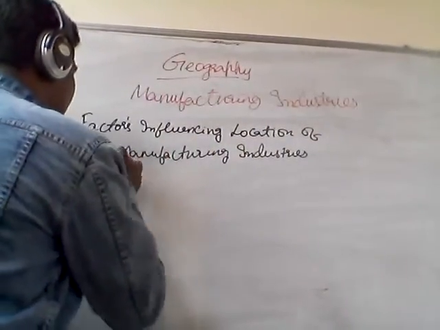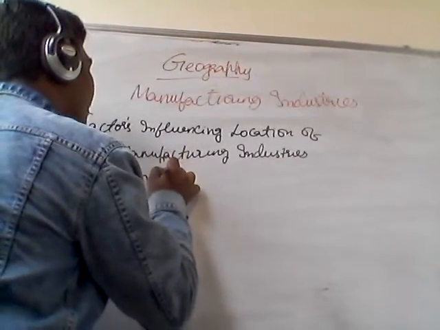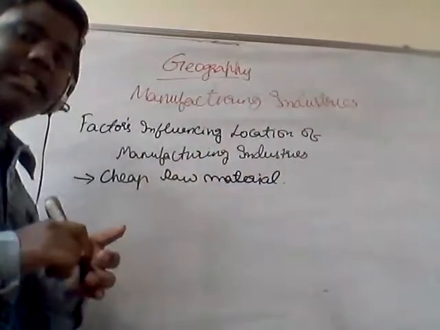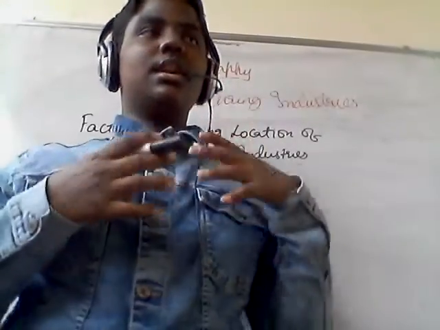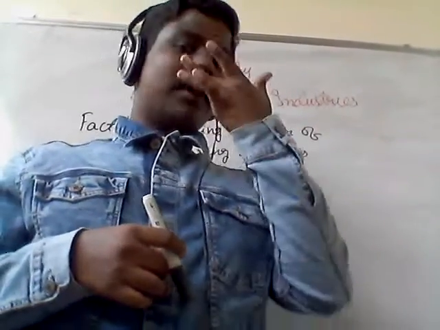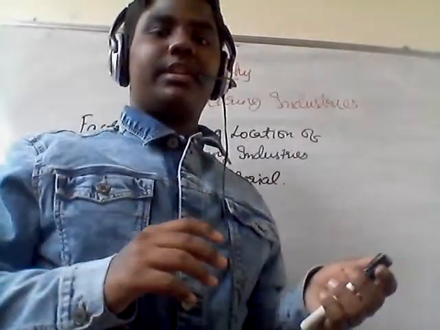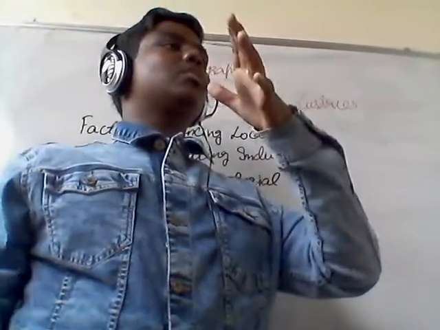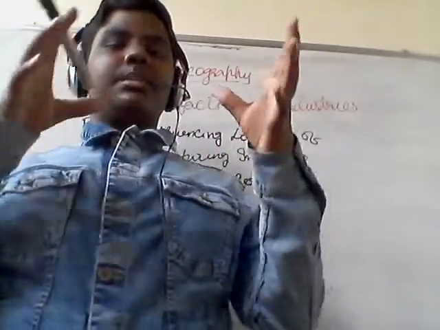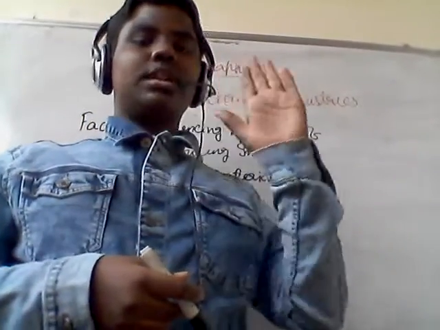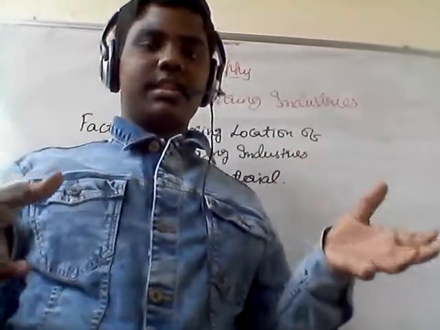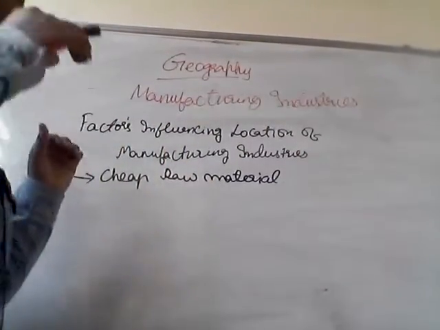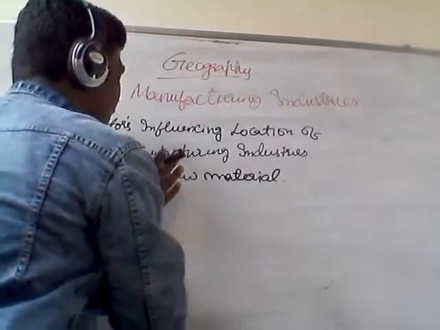The first factor is availability of cheap raw material. Why cheap? Because an industrialist's idea is always to gain profit. If I try to open an industry in an area where there is no availability of raw material or labor, I would fall into a loss, and no one will be happy falling into a loss, right? So the first factor important for locating a manufacturing industry is availability of cheap raw material.